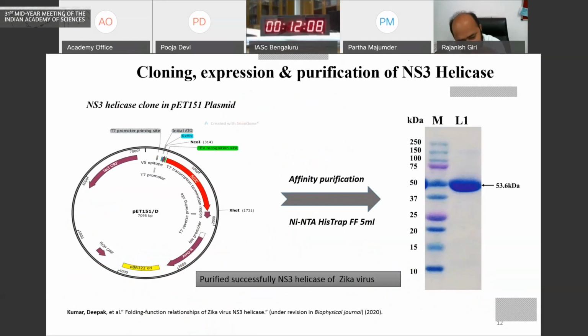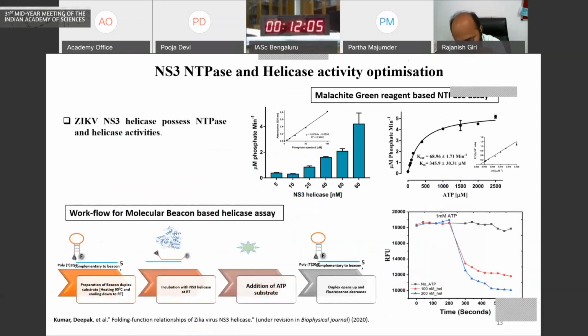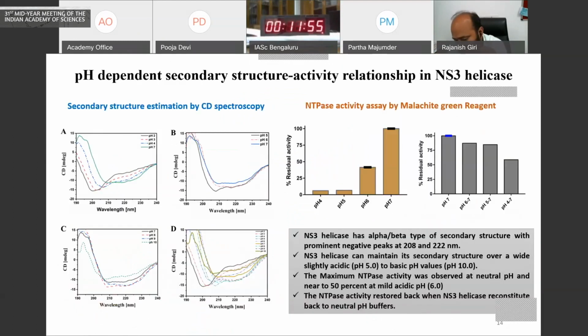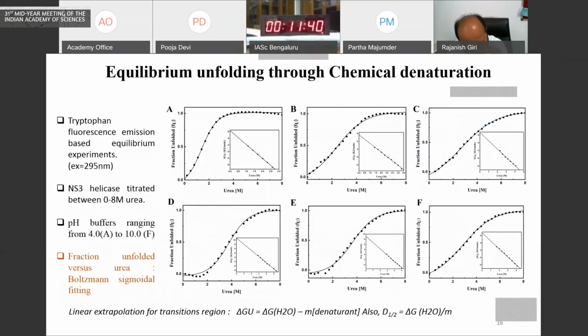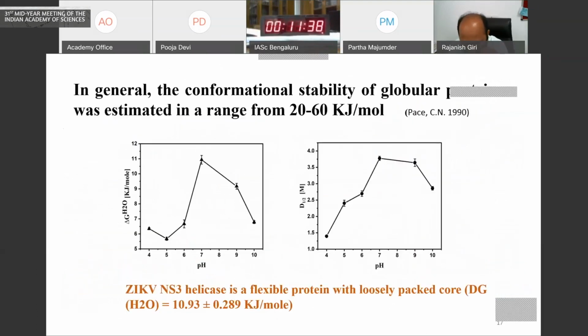We purified this enzyme and performed this enzymatic assay. We found that the enzyme is active. We performed both the ATPase activity and the helicase activity using molecular beacons, and we performed the pH-dependent studies, to understand the stability and the conformation of this enzyme. We performed the equilibrium experiments and the stability experiments.